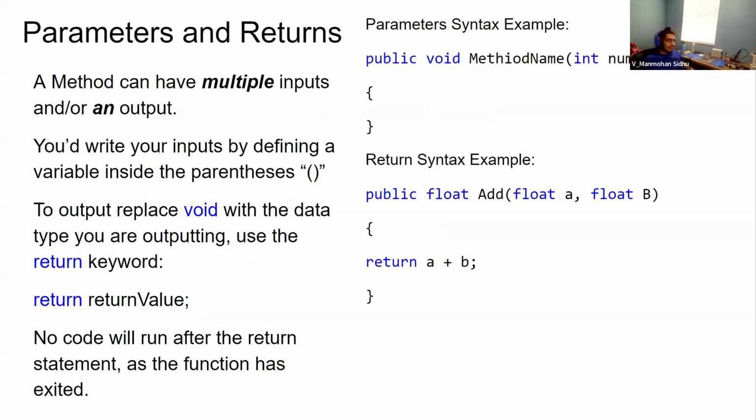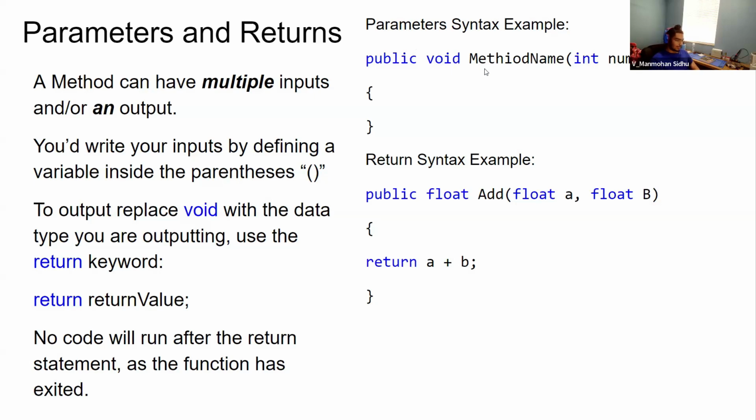So methods can have inputs and outputs. That's how they interact with other data or data in their own class. To have an input inside the parentheses of the method, you define the variable type of your input and then a name for it. The name just follows all other naming conventions in C#. If you have multiple inputs, you separate them with a comma. So for this example: public void method name, int num, comma, string text inside the parentheses.